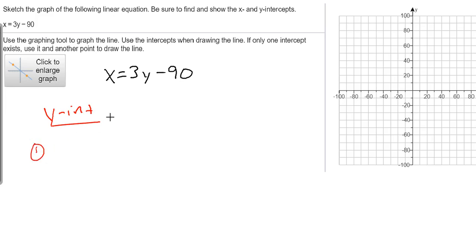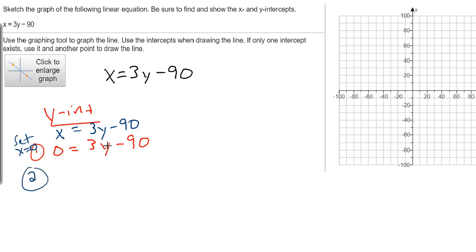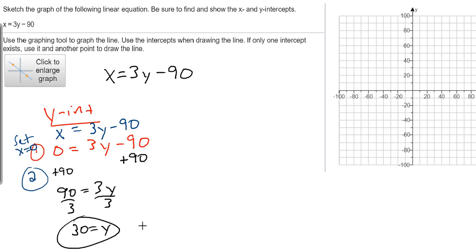Step 1, you're going to plug in 0 for x. So my equation is x equals 3y minus 90. I'm going to set x equal to 0, so I get 0 equals 3y minus 90. And then for step 2, I solve for y. So to solve this for y, I will add 90 to both sides, and I'll get 90 is equal to 3y. Then we divide by 3 on both sides. We get y is equal to 30. So there's my y-intercept.